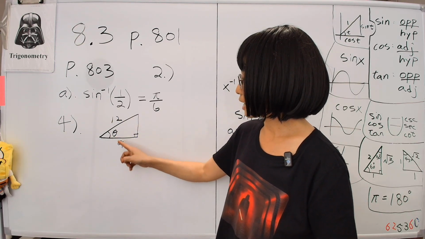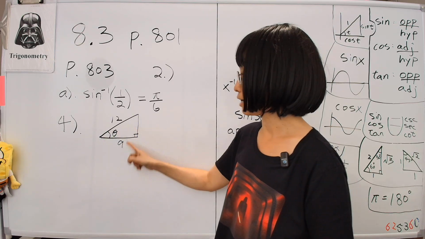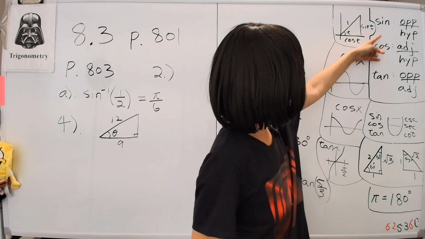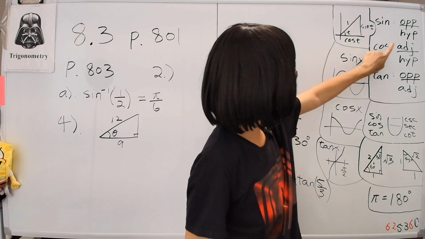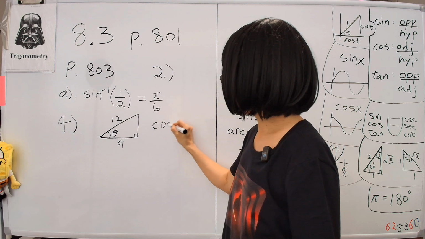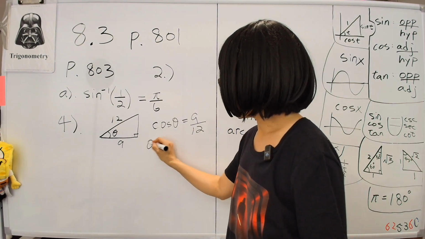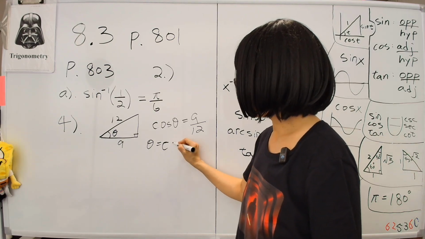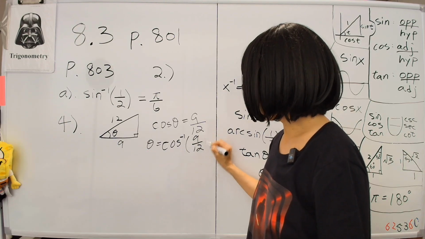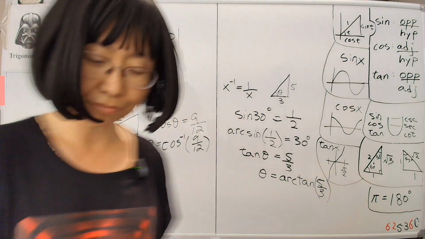Now this side is adjacent to the angle, and this side is the hypotenuse of the triangle. So this is adjacent over hypotenuse, which, if we look at our list here, is the cosine. In other words, cosine of theta is equal to 9 over 12, which means we can crank out theta by doing cosine inverse of 9 over 12, which we're going to do right this moment.